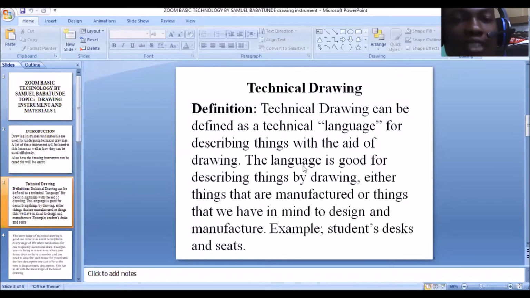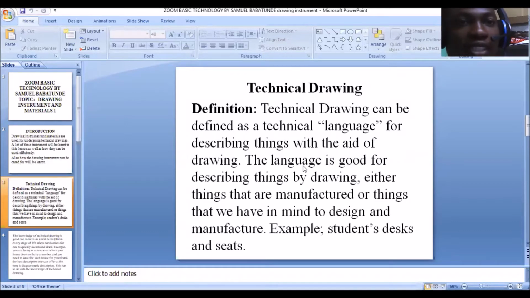Now, what is technical drawing? Like you know, technical drawing is very, very important in basic technology. Now, technical drawing can be defined as a technical language for describing things with the aid of drawing. Normally, there is drawing, even in arts we draw. But then when you now put the word technical drawing there, it now refers to what? A technical language. We use drawing to describe things.